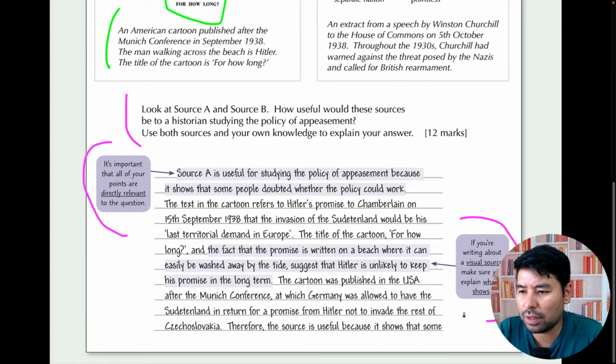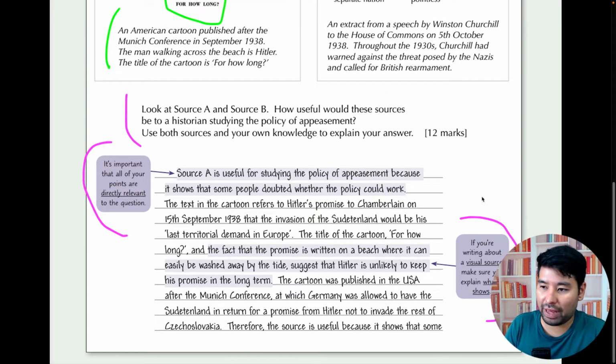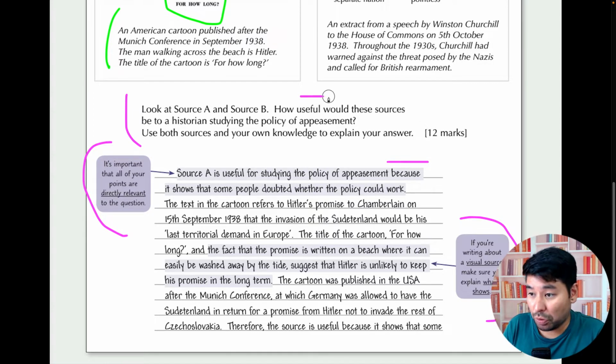So follow. Source A is useful for studying the policy of appeasement because it shows that some people doubted whether the policy could work. So you see, we have here the direct answer. Source A is useful for studying the policy of appeasement because... So how useful is it? It is useful. You said, okay, it is useful because, the word that we use to explain, right? Everybody knows that, right? Okay, and then we have a note about that here.